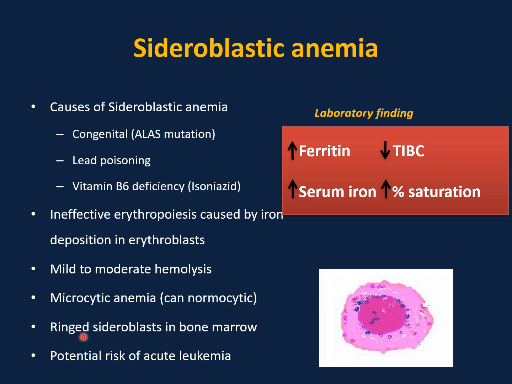And in the bone marrow biopsy, you will see the ringed sideroblast in the bone marrow, as you see here around the nucleus, with a special stain called the Prussian blue stain. The iron will appear as blue dots around the nucleus of the erythroblast in the bone marrow. It is very important to know that sideroblastic anemia is a risk for acute leukemia.